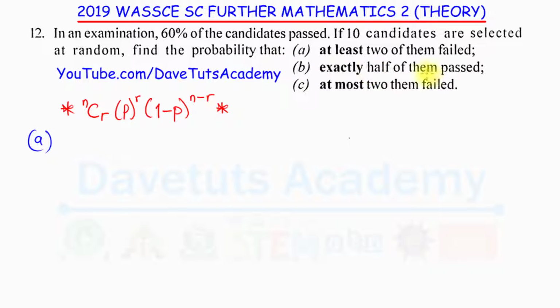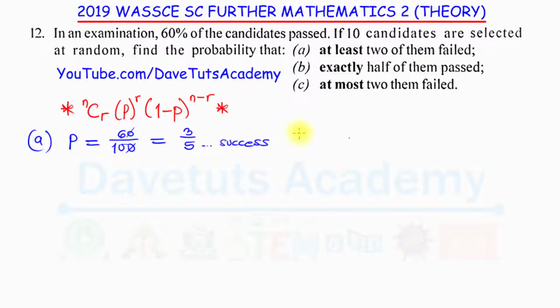Okay, so in the first case, in question A, we are told that we have to find the probability that at least 2 of them failed. Before we start looking at the probability of them failing or passing, let's get the probability of failure and pass. Here we are told that 60% of the candidates pass. So the probability of success, which I can call P, is going to be 60 over 100, which we can evaluate to be 6 over 10. I can use 2 to divide that, that will be 3 over 5. That's the probability for success.